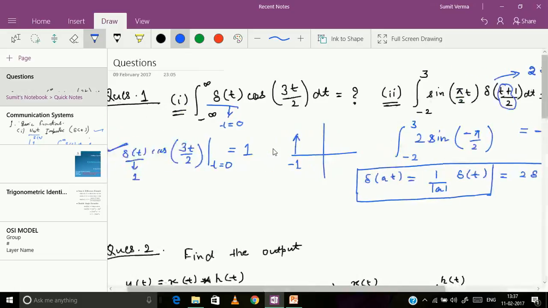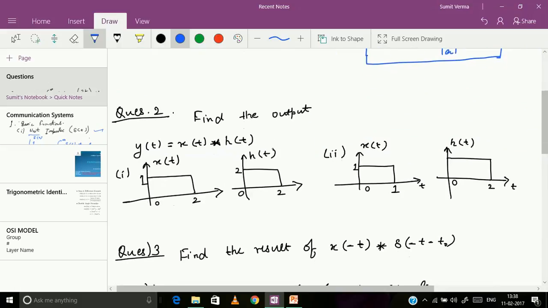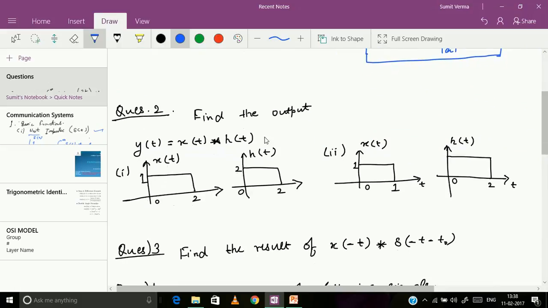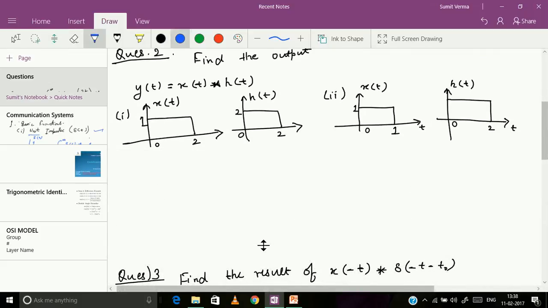Now if you understood this, let's move to the next question. Here I just put a convolution question, although I didn't teach convolution because that is a part of signals. But there's a little trick that I wanted to tell you here, so that is why I put this question here. Friends, tricks are very important. You should know the conventional method, but to approach faster in competitive exams, you have to know these tricks.